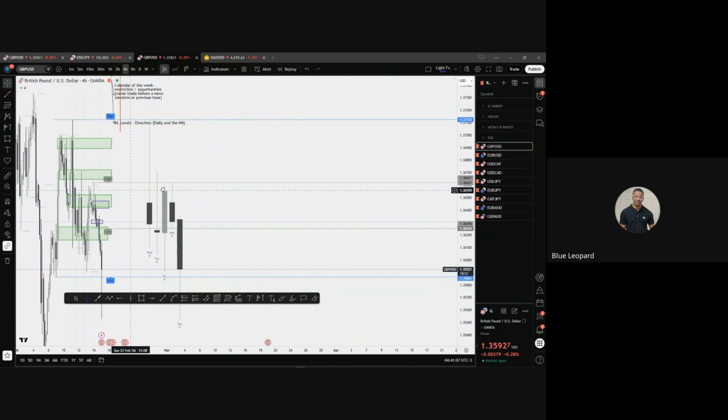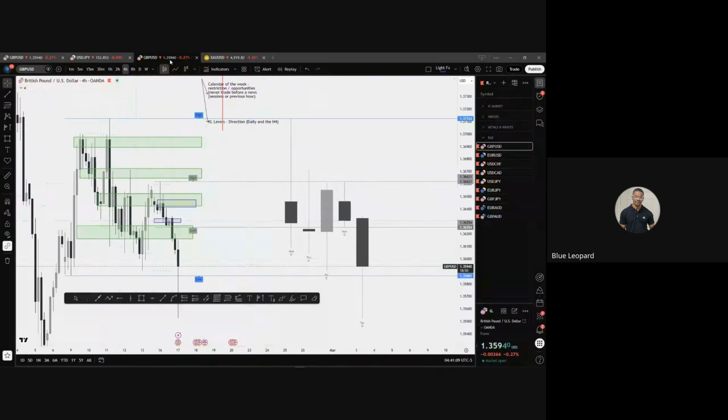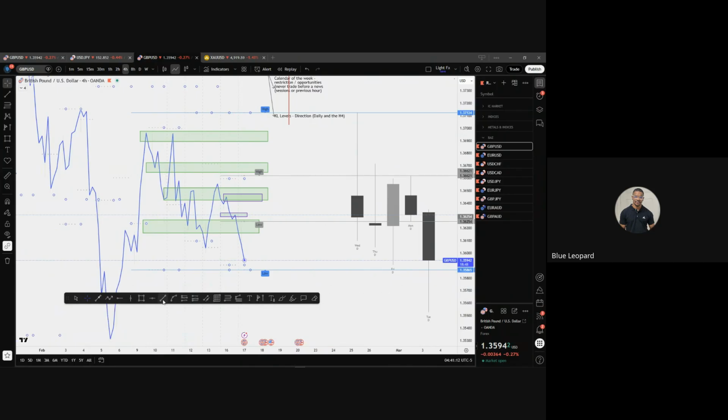Let me show you one here, just for example. Peak high, peak formation, high, peak formation, low. We have a peak high here. You see, we also have another one here. We have another one here.